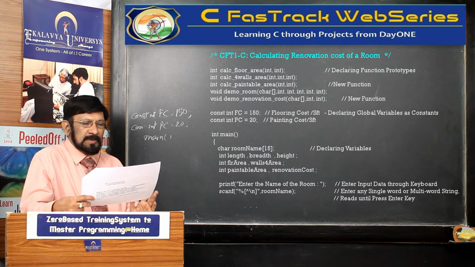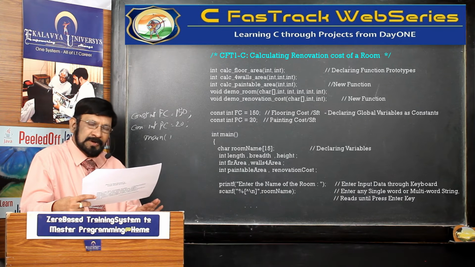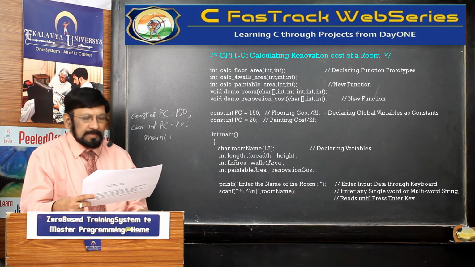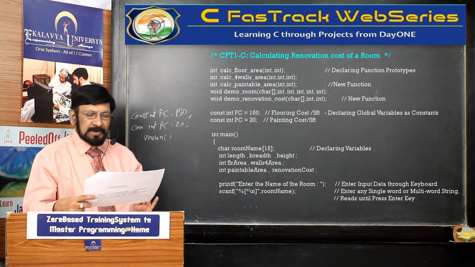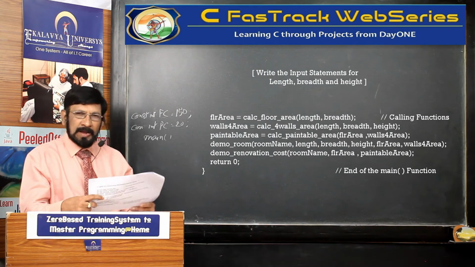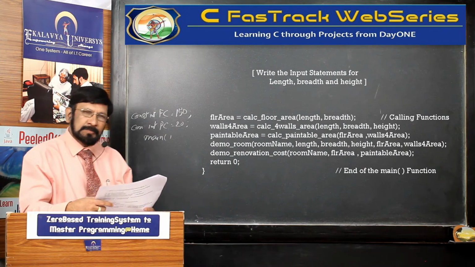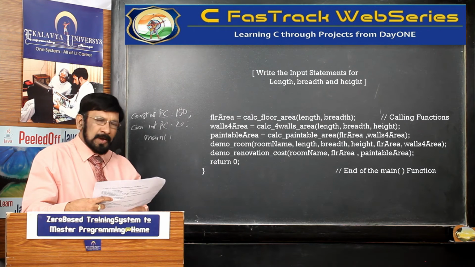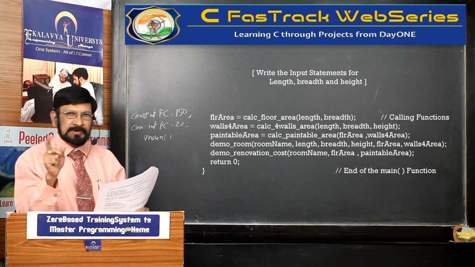Thereafter, let us come to variables. Variables, actually everything you know. Additional variables: paintable area and renovation cost. These are the two additional variables you declare. Thereafter, input statements. Input statements I already explained in the previous program, so I am not writing them right now. You try on your own. Don't copy that. You may commit mistakes. Don't worry.